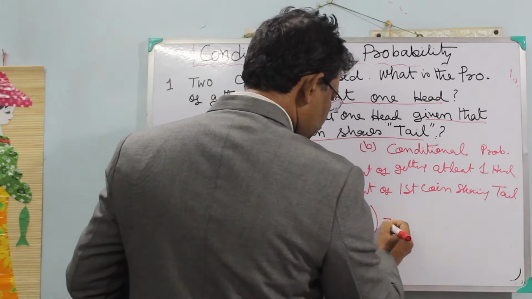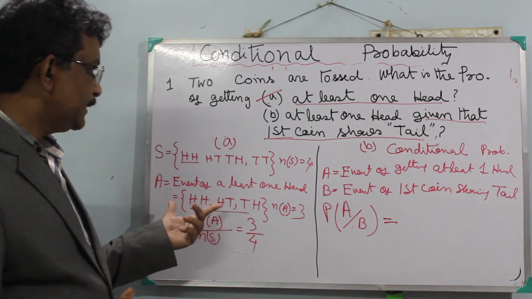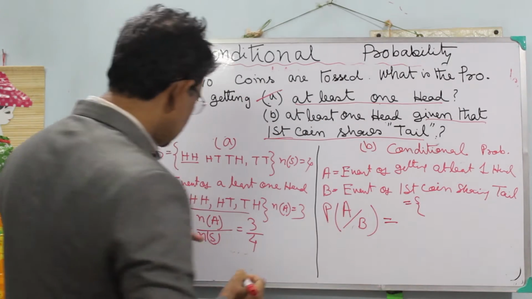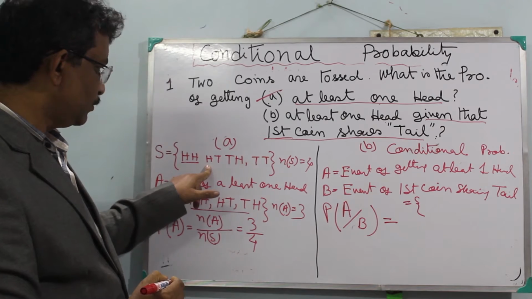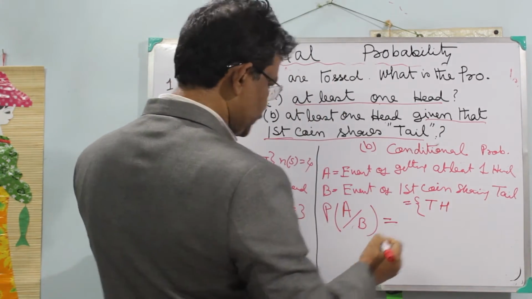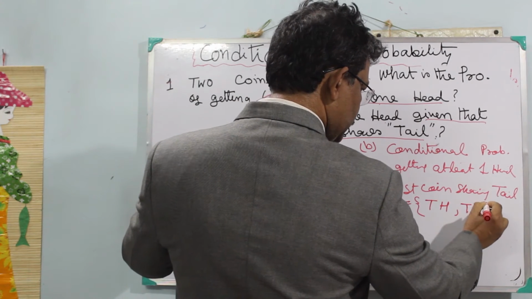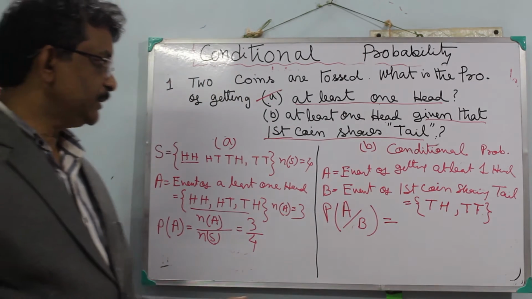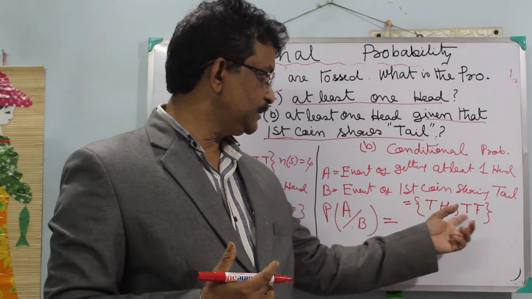So see, we are given additional information. This is the sample space and this is A, and now the event B would be the first coin shows tail. So the first coin shows tail: this first coin head, no, this first coin shows tail. So tail head, first coin shows tail, tail tail. These are the two outcomes of the event B. Now it is said that event B has occurred. That means TT has occurred.